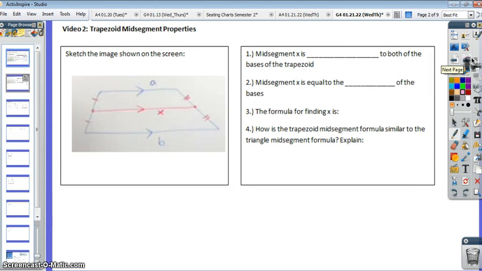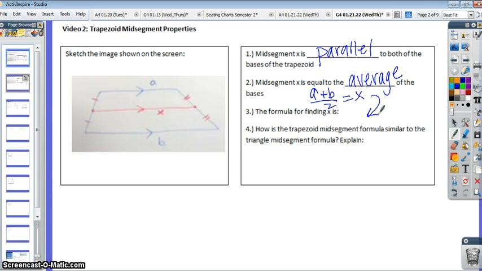Video 2, trapezoids. So midsegment X is parallel to both bases. It is equivalent to the average of the two bases. So that would be base A plus base B divided by 2 equals X, which is actually right there.